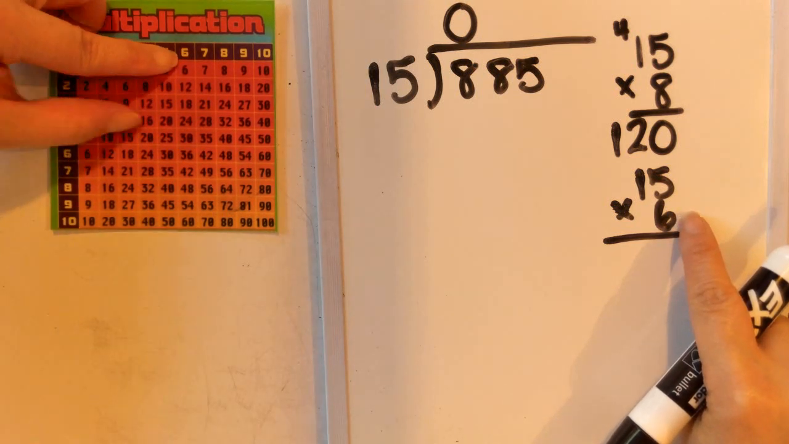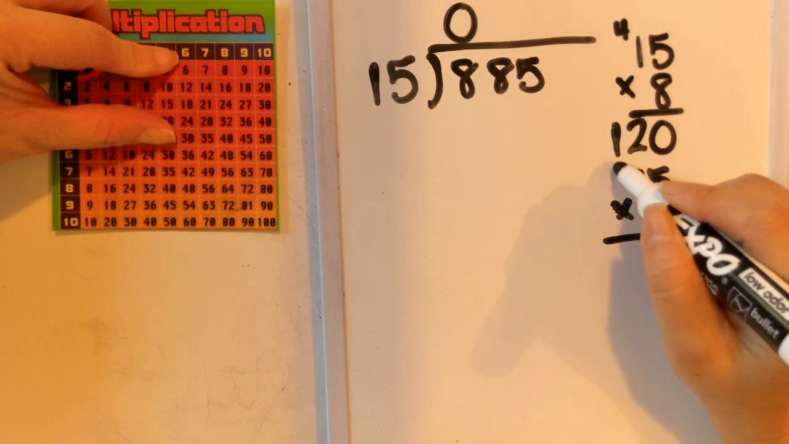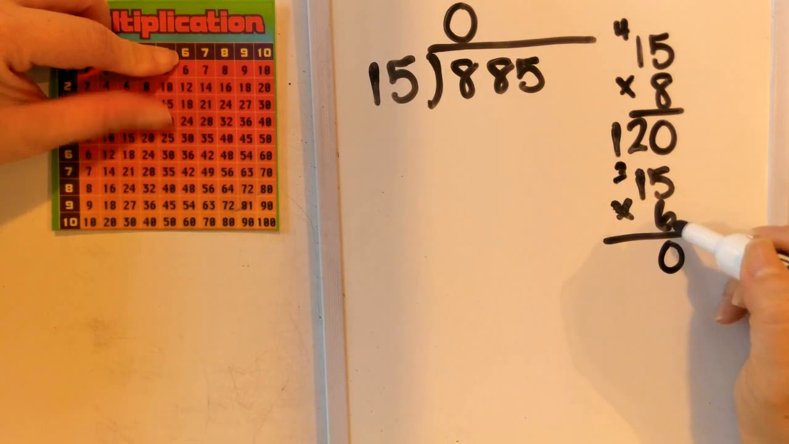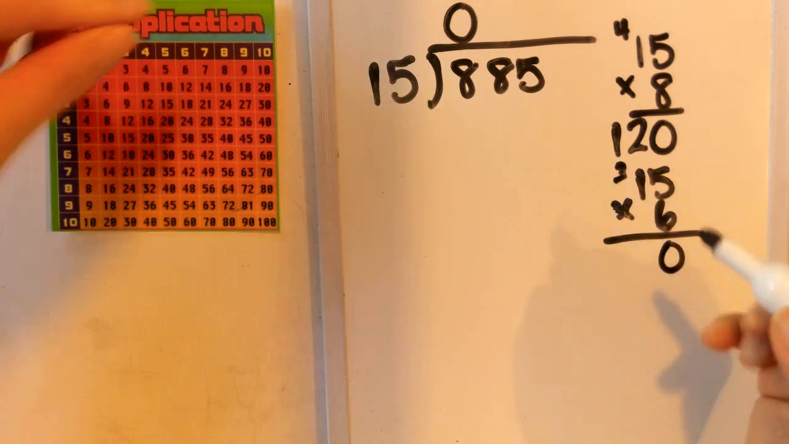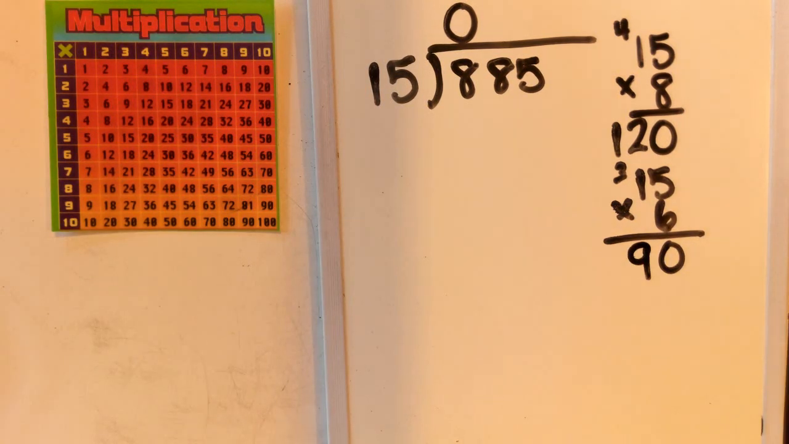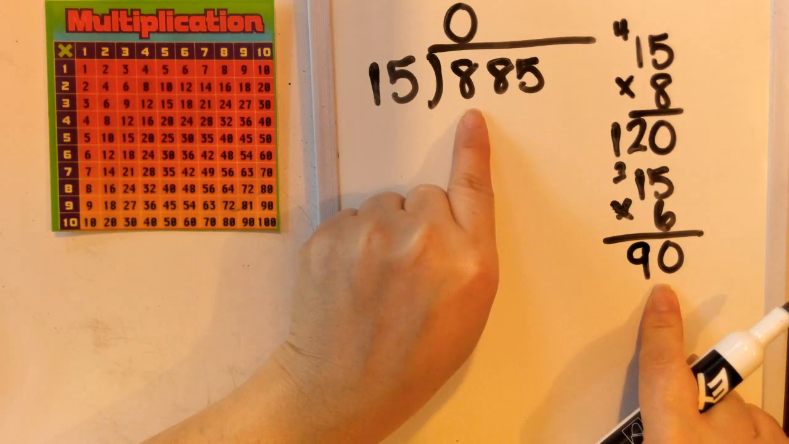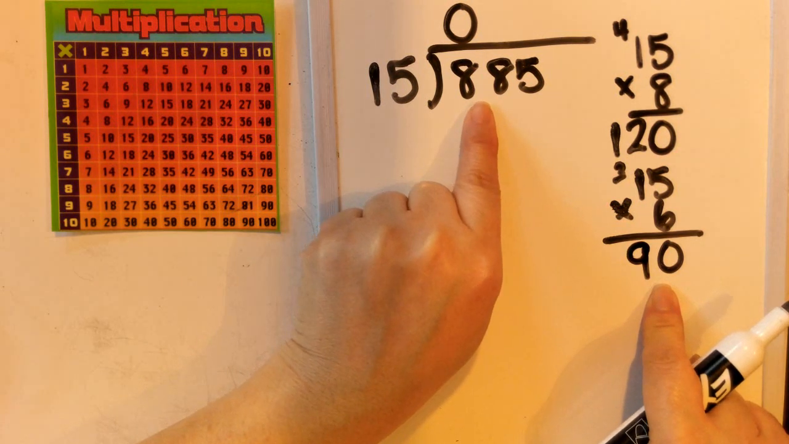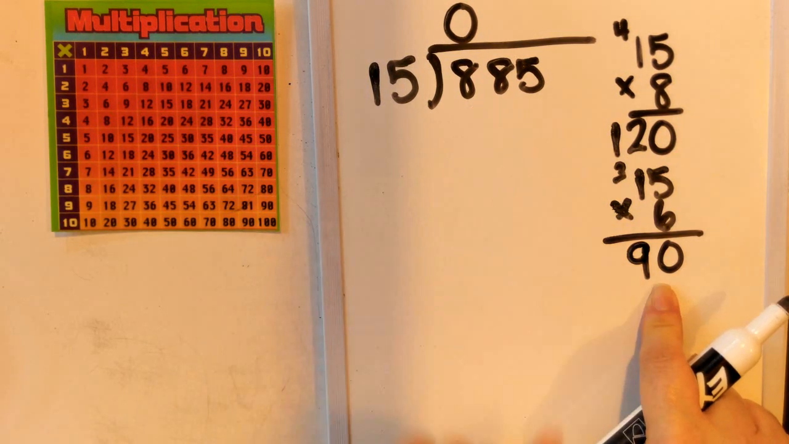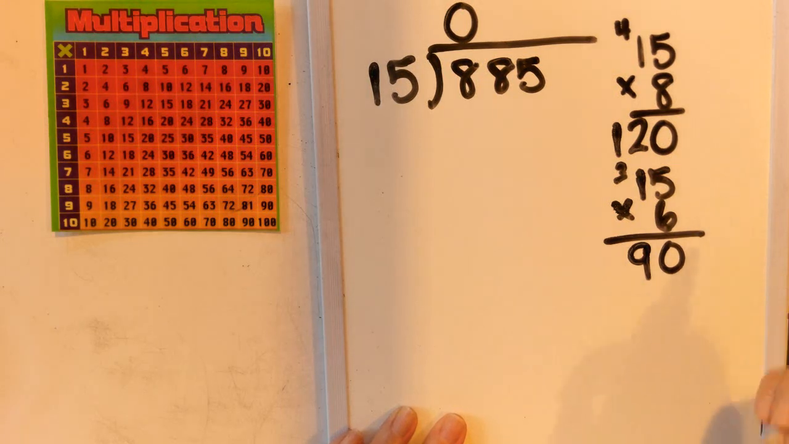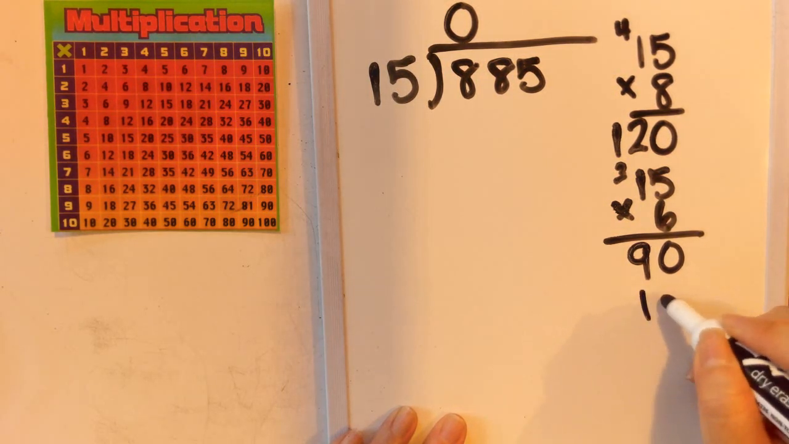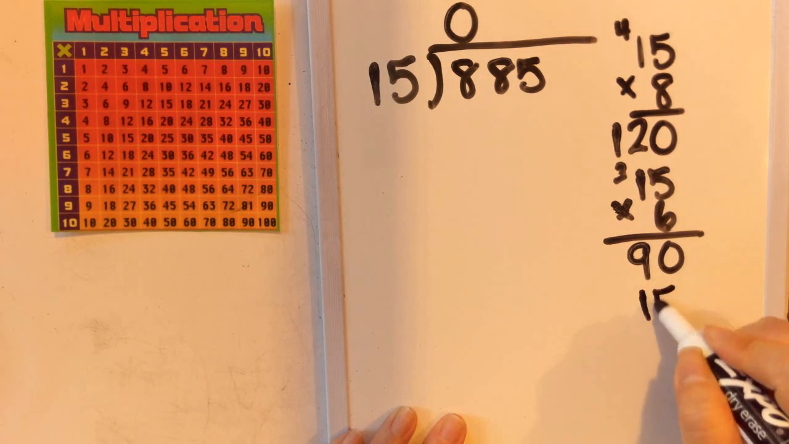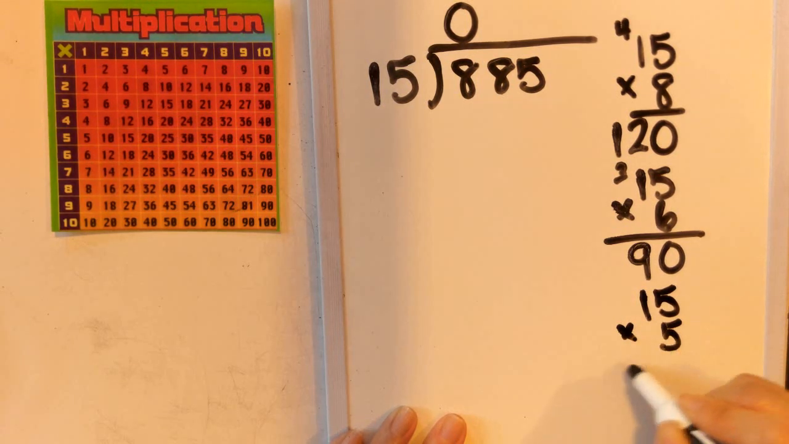So 6 times 5 is 30. I put the 0 down and I carry the 3 over. 6 times 1 again is 6, plus the 3 is 9. Ooh, I'm getting close, but it's still more than 88, and I cannot use this number. So I have to go just a little bit lower. I'm very close. So now I'm going to try maybe 5 groups, okay?